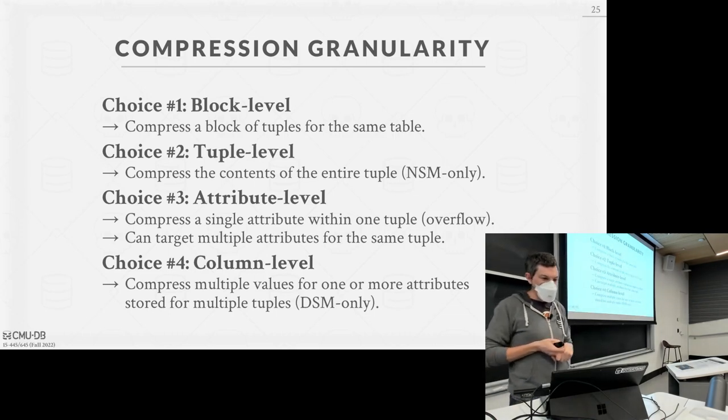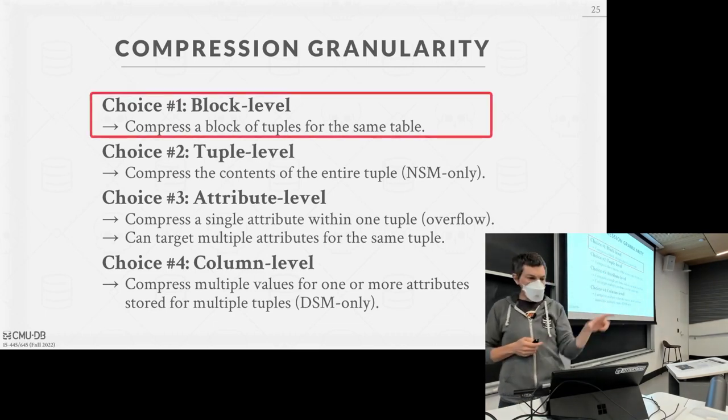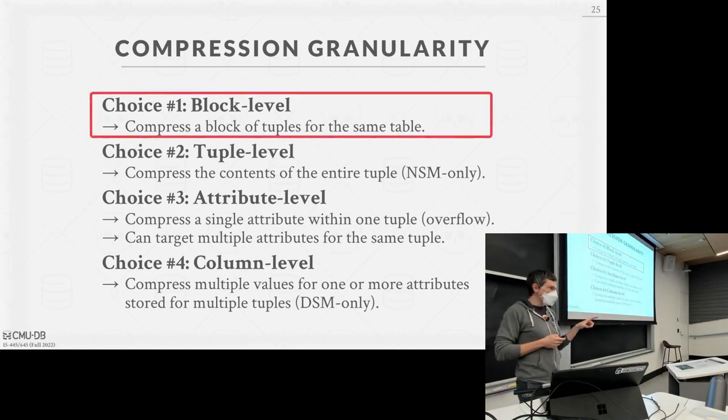Attribute level would be like if I have a single attribute, it has a single value, I could put that in my overflow page and then run gzip on that to compress that separately. And then the columnar compression is you take all the values within a column and you compress them. So let's talk about this first approach here. We'll see why it doesn't work for all the stuff we want to do, especially in a column store system. And then we'll come back to the columnar storage. And this is where the system can natively operate directly on compressed data.